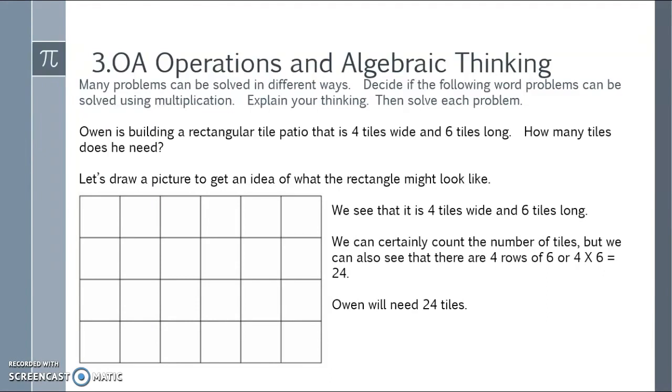We can certainly count the number of tiles, but we can also see that our rectangle is 4 tiles wide and 6 tiles long. So we also see that there are 4 rows of 6, or 4 times 6, which is 24. We also could see that there are 6 columns of 4, which also provides 24 tiles.